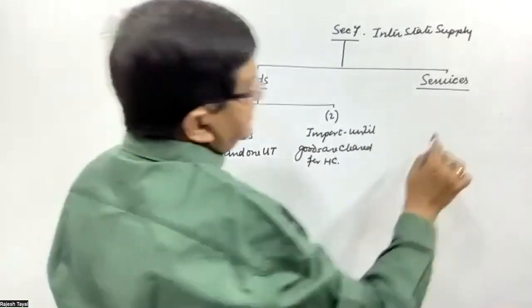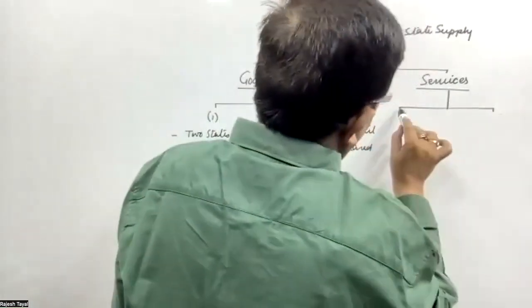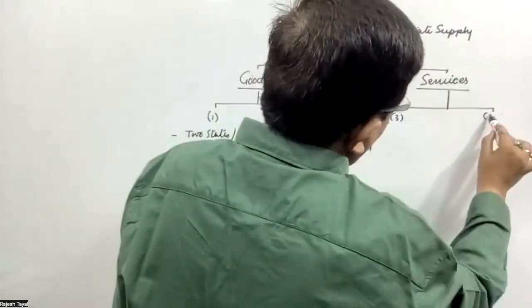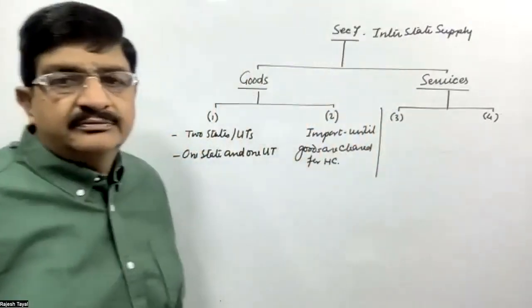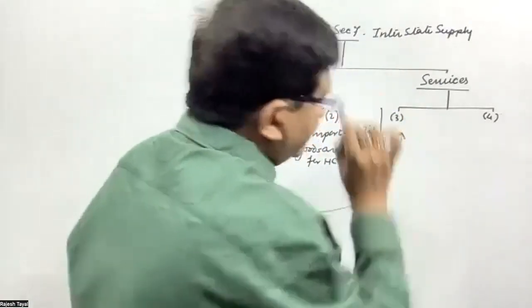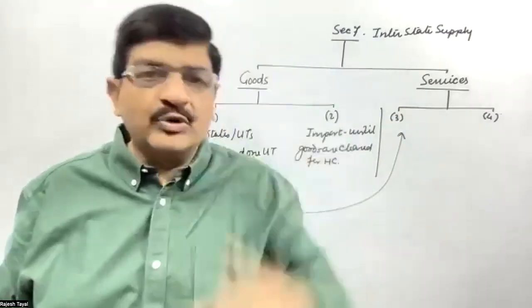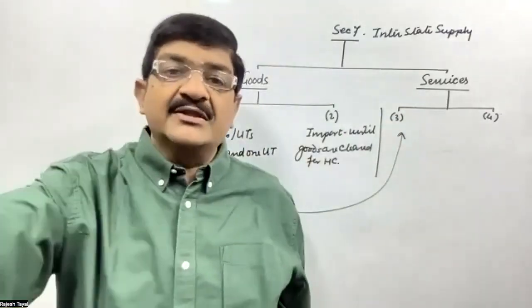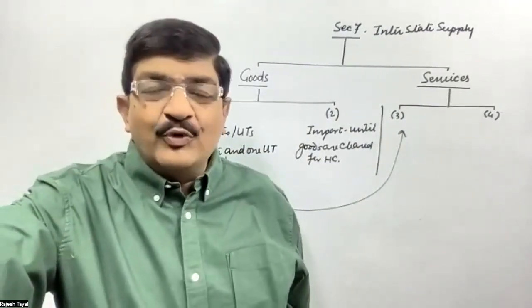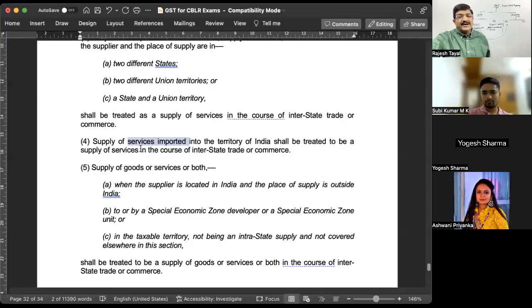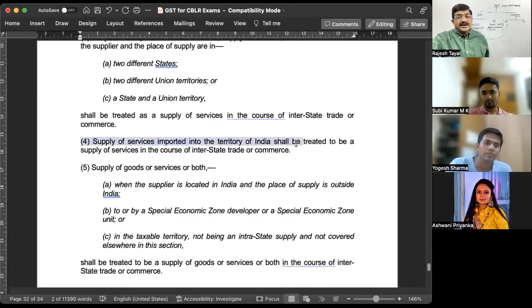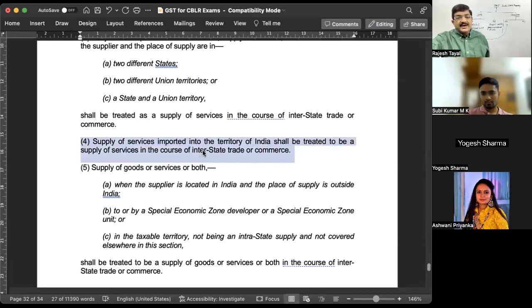Okay. For services, we have subsection 3 and subsection 4. This is the same here. The location of the supplier and the place of supply happen to be in two different states or two union territories or one state and another union territory. And in subsection 4, one supplier is abroad and the recipient happens to be in India. See here, subsection 4: supply of services imported into the territory shall be treated as a supply of services in the course of interstate trade or commerce. So in this case, even that explanation is not given that the supplier is abroad and the recipient happens to be in India. This simply says imported. Imported means only that.